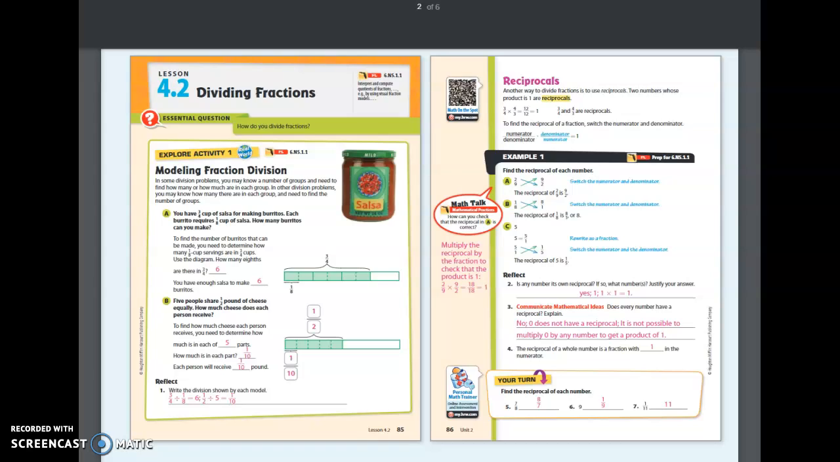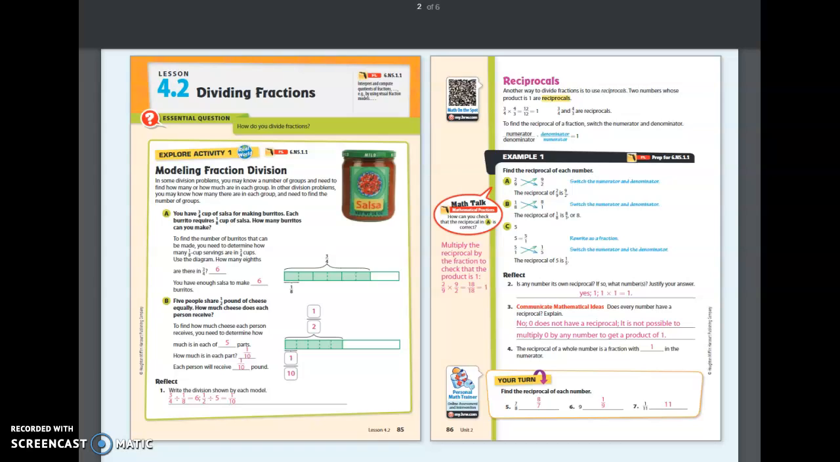In other division problems, you may know how many there are in each group and need to find the number of groups. So for part A, you have 3/4 of a cup of salsa for making burritos, and each burrito requires 1/8 cup of salsa. How many burritos can you make? To find the number of burritos that can be made, you need to determine how many 1/8 cup servings are in 3/4 cup. Using the diagram of how many, you can find how many eighths there are in 3/4 cup. There are 6. So you have enough salsa to make 6 burritos.